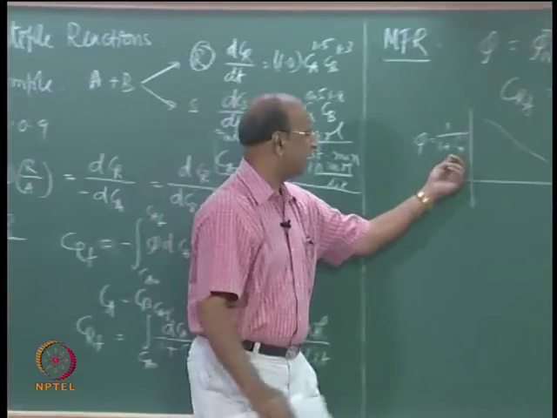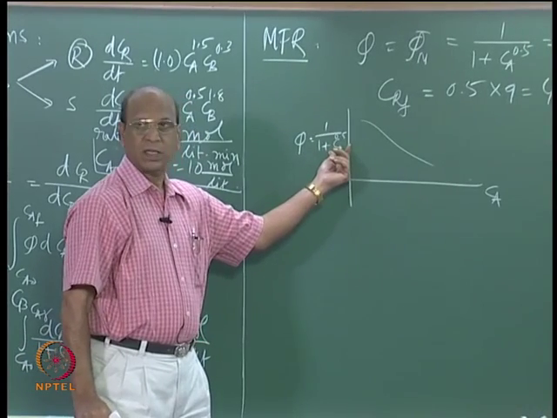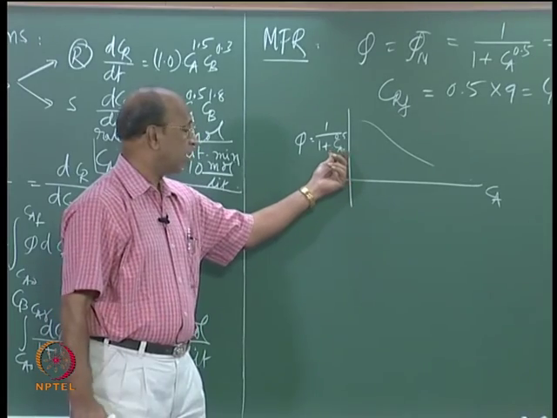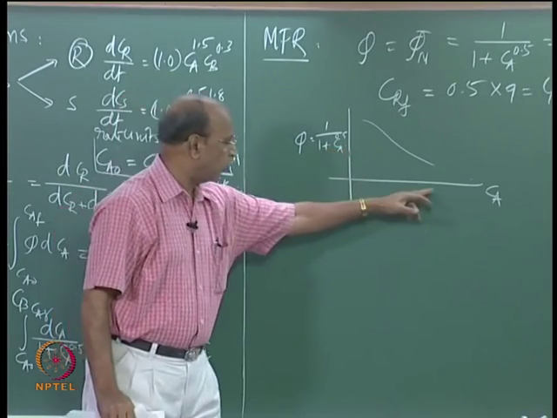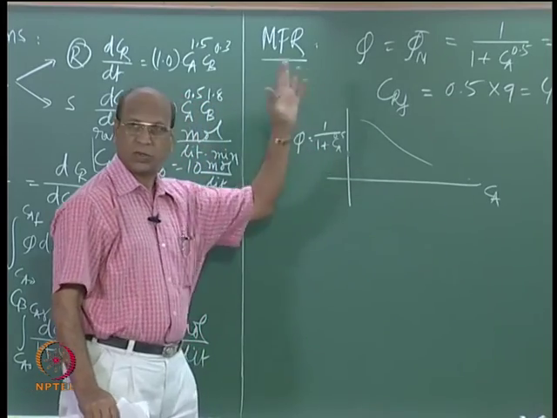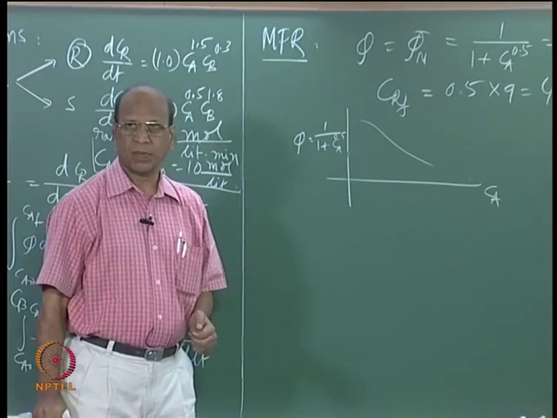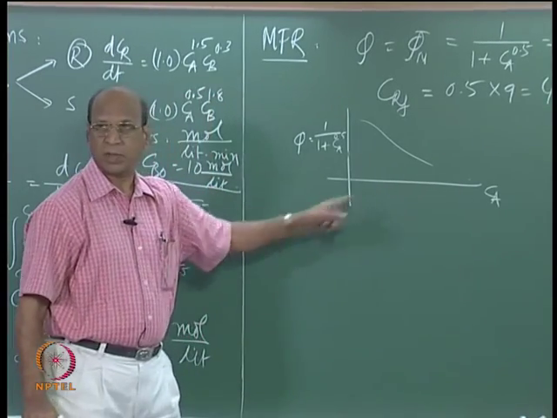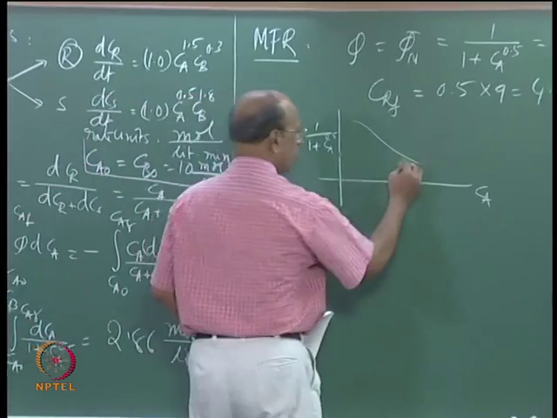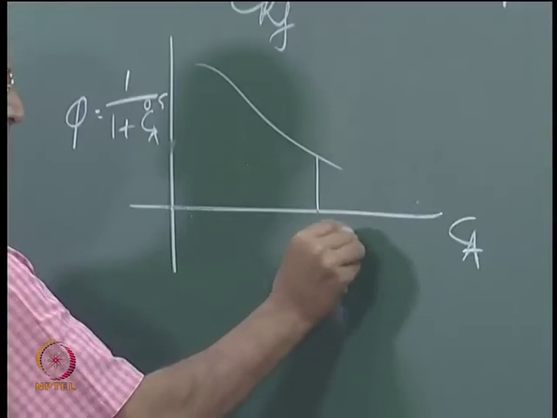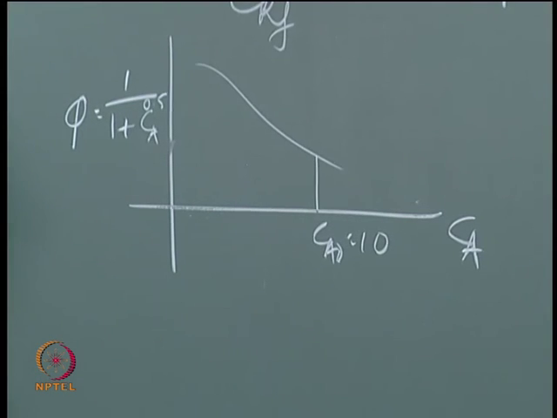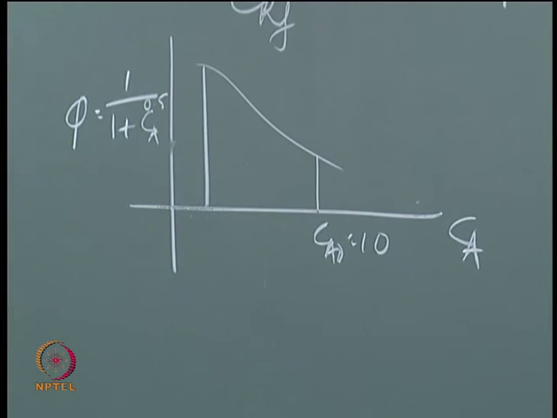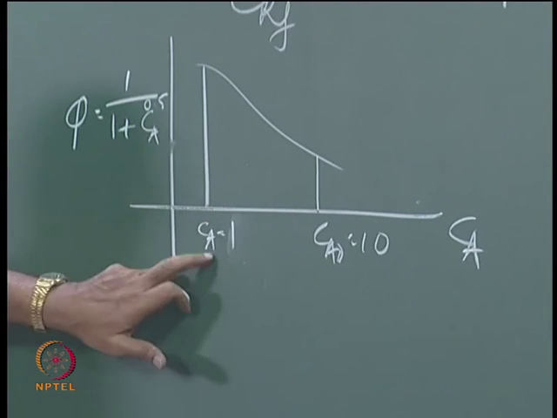Because C_A is initially very large. For example, C_A equal to 10. Then as you move this side, C_A decreases and phi increases. 1 by 1 plus something always decreases. Anyway, I am just giving explanation because you are moving in this direction. So you know that you have C_A0 equal to 10 here, and this is 9, C_A equal to 1.